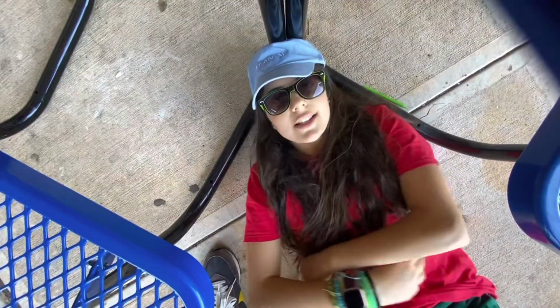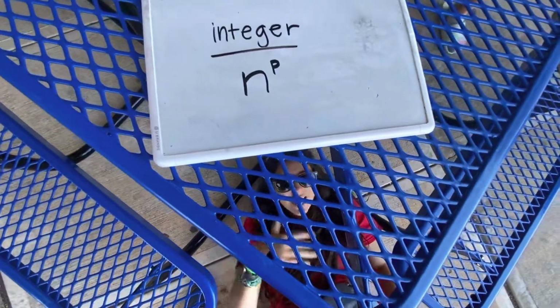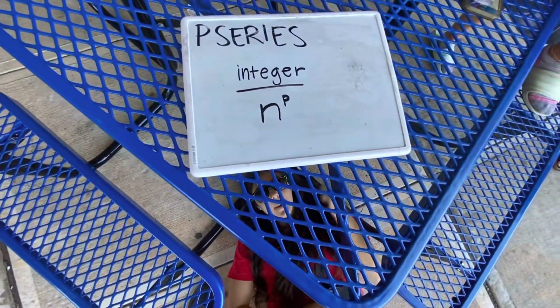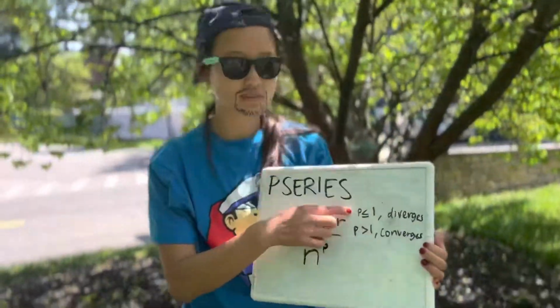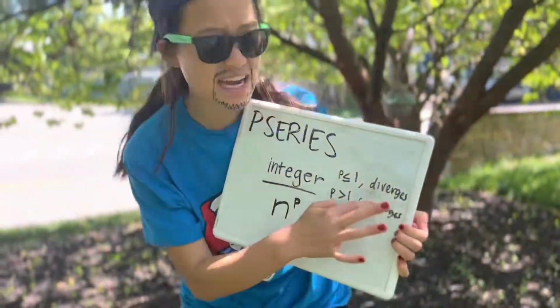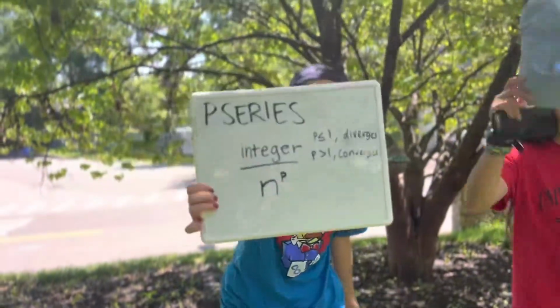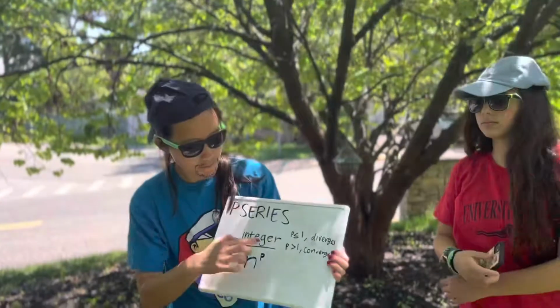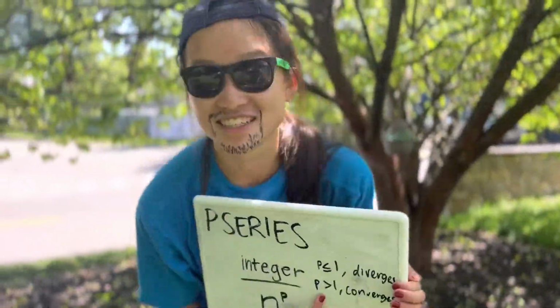The second test that we are gonna learn today is the p-series. Is that okay? When you get a series, says Mr. Lee, that is an integer over n raised to a power p: if the power is less than or equal to 1, you know it diverges, so you're basically done. If the power is more than 1, the series converges.